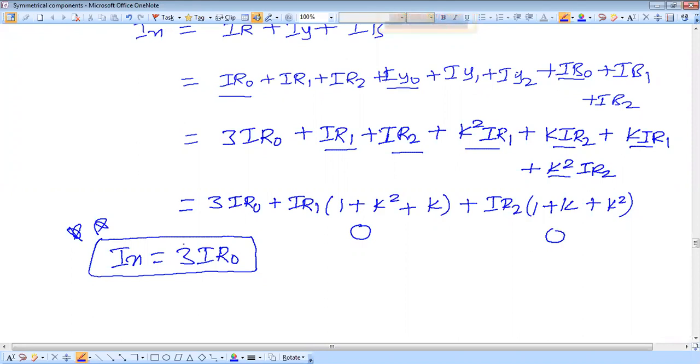The zero sequence current will flow from neutral to ground or ground to neutral. At that condition, there is some path. For that reason, for drawing the zero sequence reactance diagram or zero sequence network, we always take ground as the reference. It is a very important conclusion to remember: the current flowing through the neutral is only 3 times IR0. Next class we are going to discuss in detail what the sequence network is.